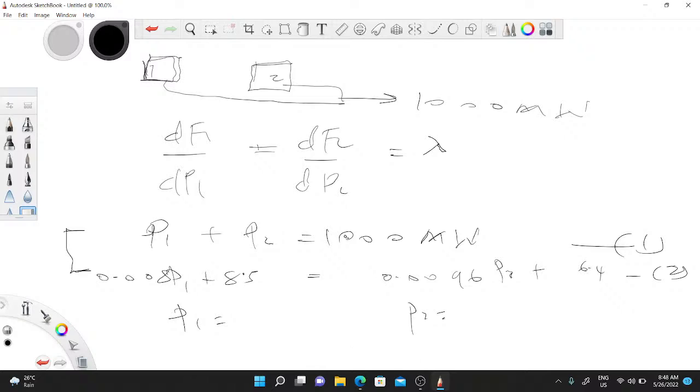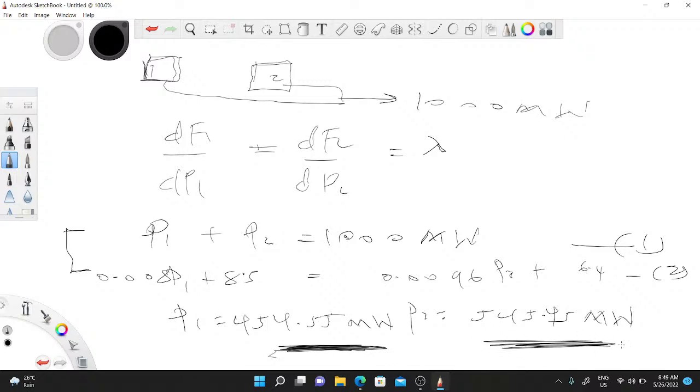We'll get P1 to be 454.55 megawatts, and P2 to be 545.55 megawatts. So we have it like this. Okay, let's move on, please.